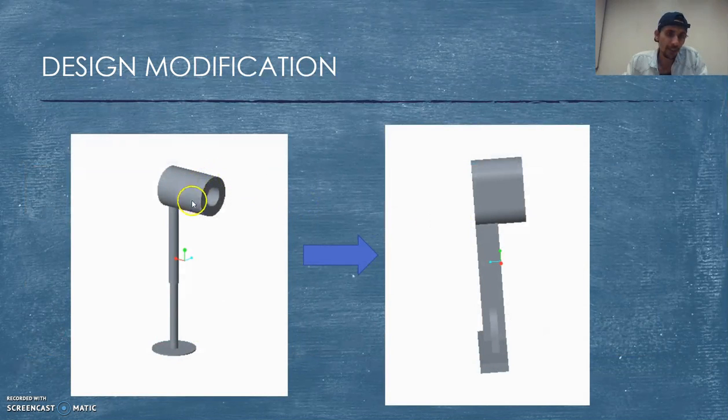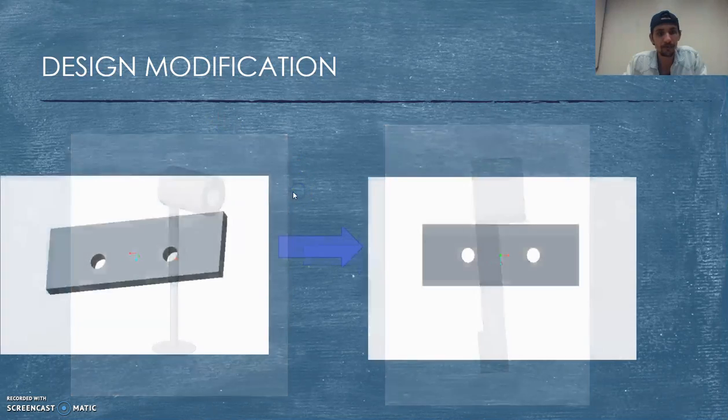This is our safety stop. It consists of two parts, the lower part and the upper part. So I have redesigned this part so that it consists of only one part. This was done in order to reduce the number of parts. This was one of the design modifications.